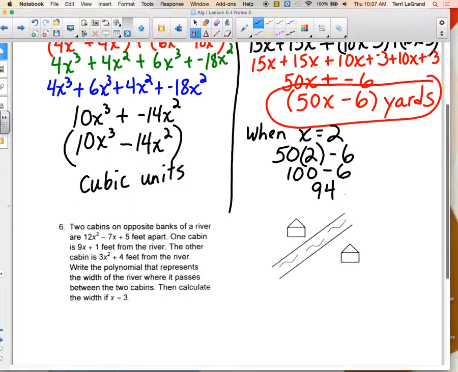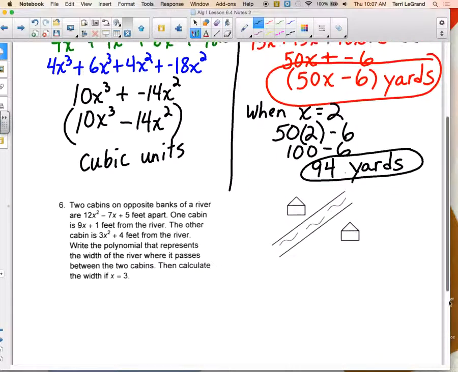This 94 should be labeled how? Look, we can't go there. This 94 needs to be labeled how? Yards. Yards. Some of you cut points off on the last quiz for crazy reasons, like not labeling when we know what the answer represents. 94 yards when x equals 2.